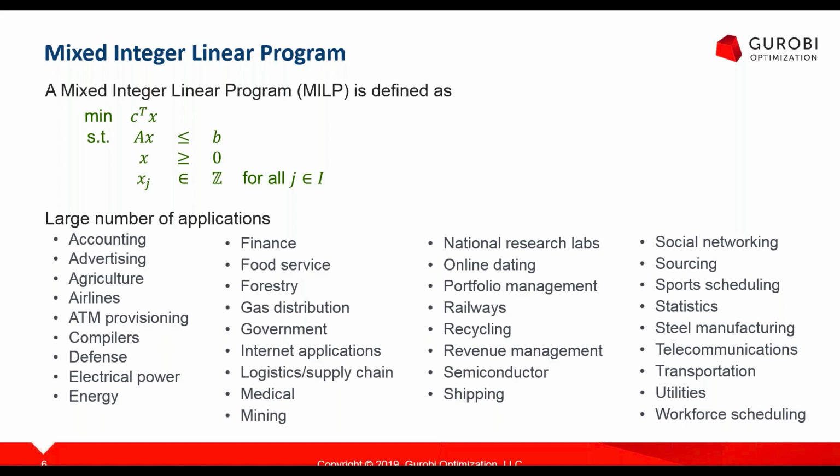Of course, in general, you have lower bounds and upper bounds, but you can always transform all mixed integer linear programs into this standard form here. And some of the variables, namely those that are in this index set I, should take integer values in the solution. And this is what makes the problem hard.